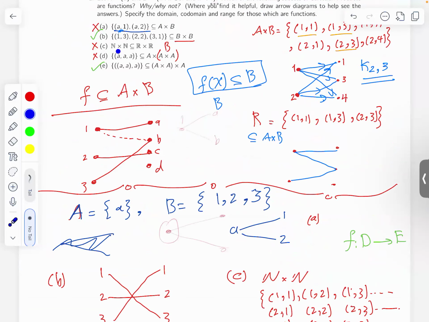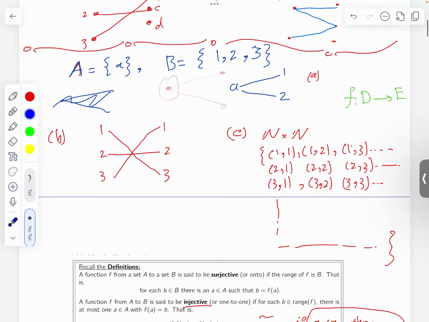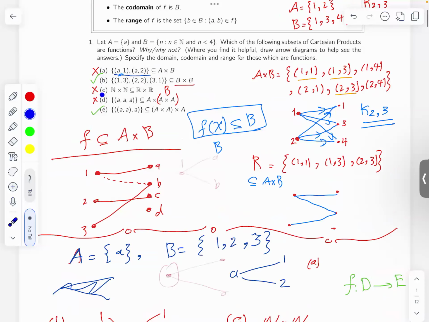Part C, we see that natural number times natural number, the product of this one, this is R times R. Natural number times natural: 1,1, 1,2, 1,3, 2,1, 2,2, 2,3, 3,1, 3,2, 3,3, and to infinity. For me, it's enough to see just 1,1 and 1,2. So this is not a function.